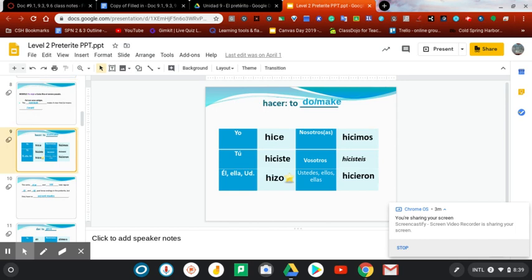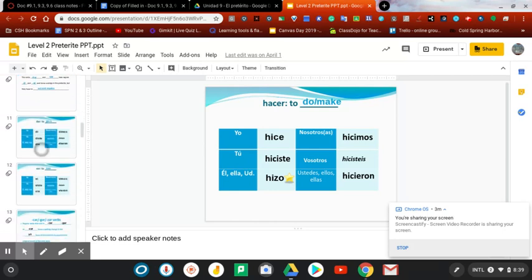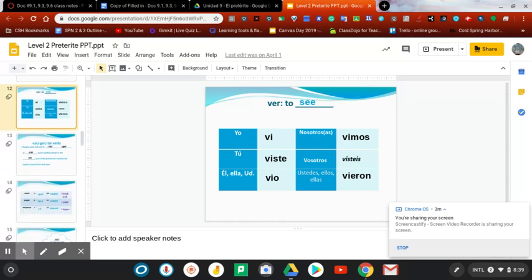The verb hacer, to make or to do: hice, hiciste, hizo, with that irregular spelling change, hicimos, hicisteis, hicieron. Dar, to give: di, diste, dio, dimos, disteis, dieron. Ver: vi, viste, vio, vimos, visteis, and vieron. Notice that these irregulars have no accents. So these are different than the regular, the car, gar, zar verbs, and the stem changing verbs.